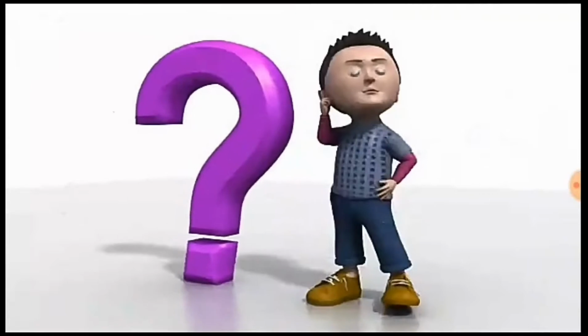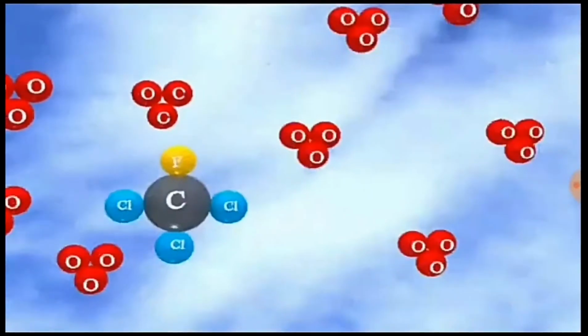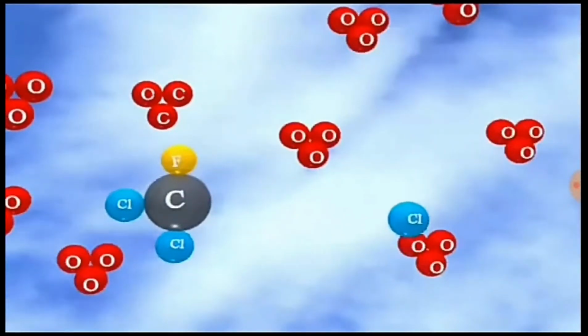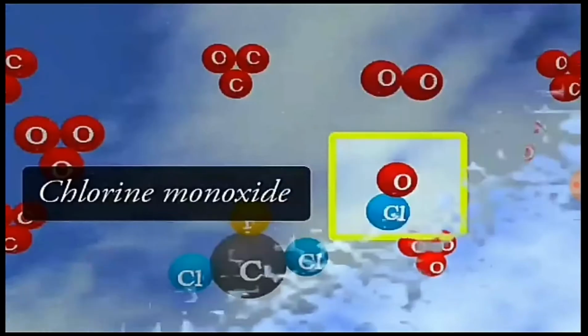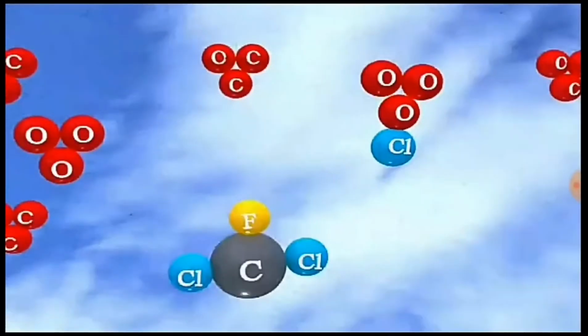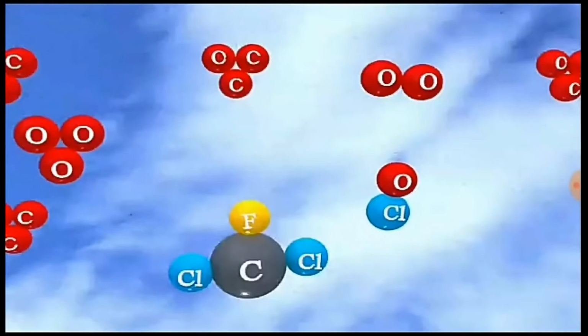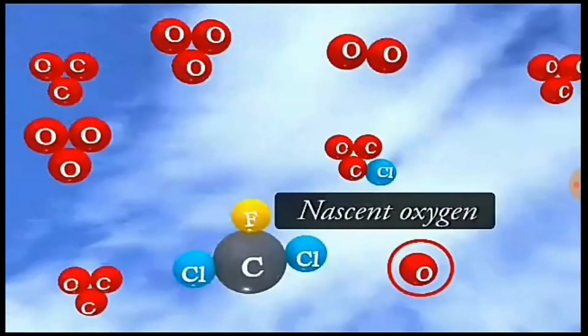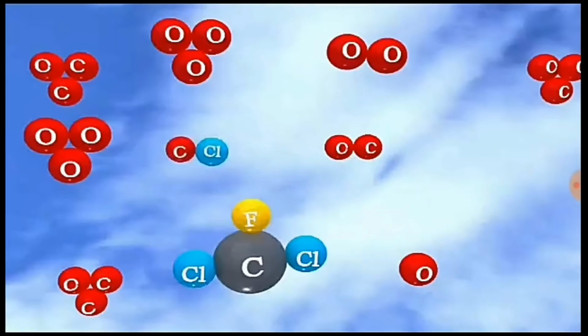But how? The free chlorine atom attaches to an oxygen atom from ozone, thus forming chlorine monoxide. This leads to the breakdown of ozone molecule. The radiations also bring about the breakdown of these chlorine monoxide molecules. The nascent oxygen atoms obtained by the splitting of ozone may bond with the oxygen atoms from chlorine monoxide to form molecular oxygen.